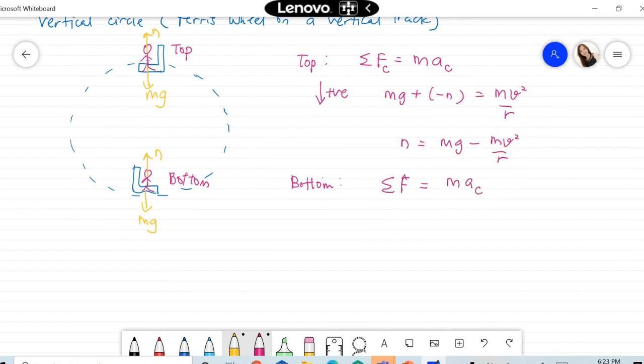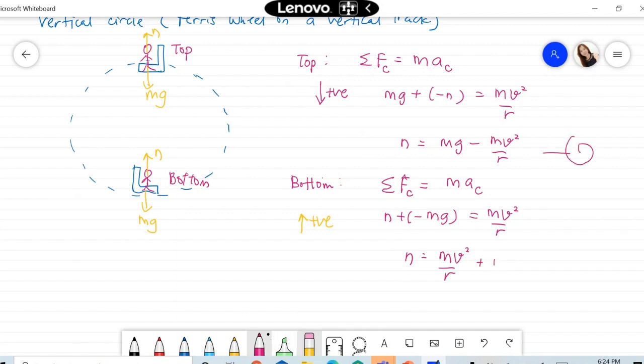So at the bottom, we apply Newton's law, F equal to mac. When the Ferris wheel is at the bottom, the centripetal acceleration is toward the center. Towards the center at the bottom is actually pointed upward. So we assume that this is positive, and therefore, when I add up all the forces, the resultant force, I will get N plus negative mg is equal to mv squared over r. So here, the normal force is equal to mv squared over r plus mg.